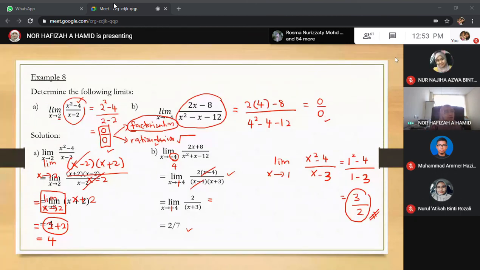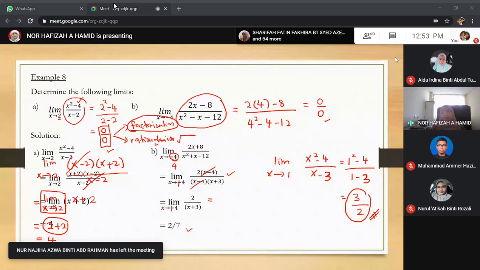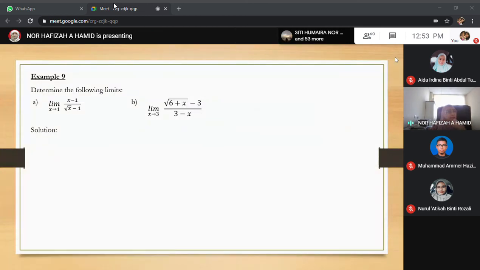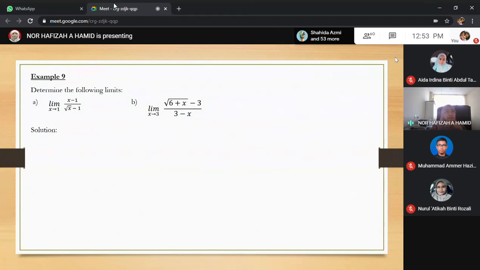Okay. So yang ni kita baru method 1 factorization. Okay, so ni saya nak pergi yang method 2 untuk rationalization. Okay, so you can refer example 9. Okay, you need to determine the following limits. So first step dia macam biasa, you kena substitute dulu value. So you substitute value, you ada 1 minus 1 over with set 1 minus 1. So answer dia also 0/0.